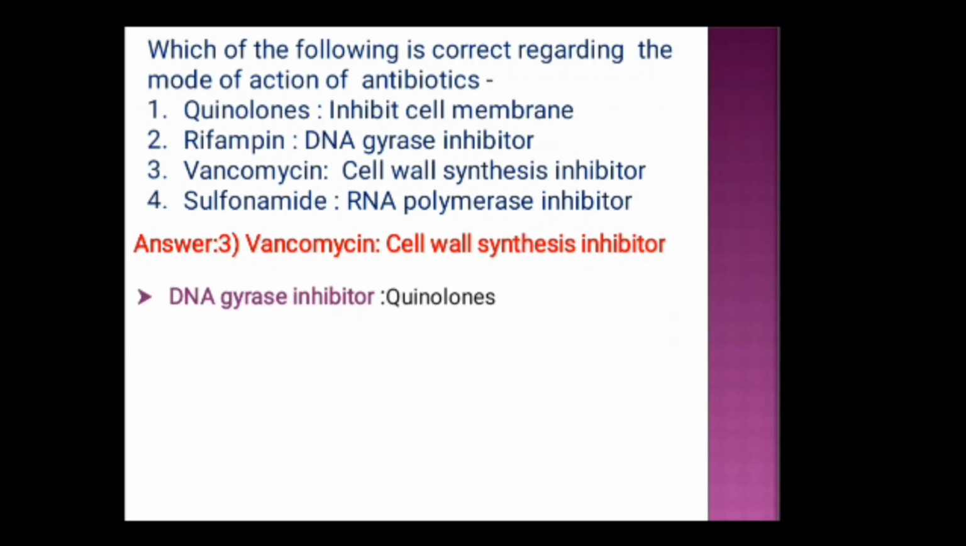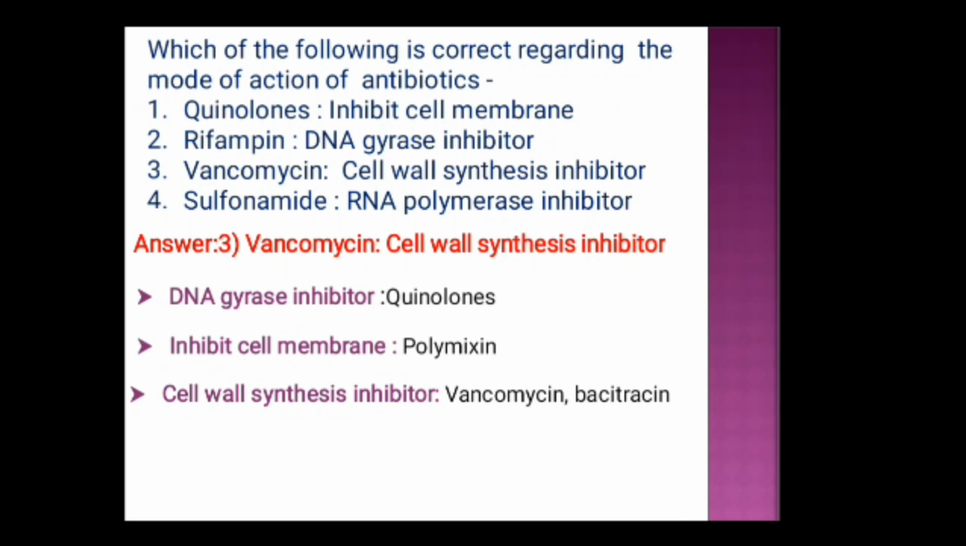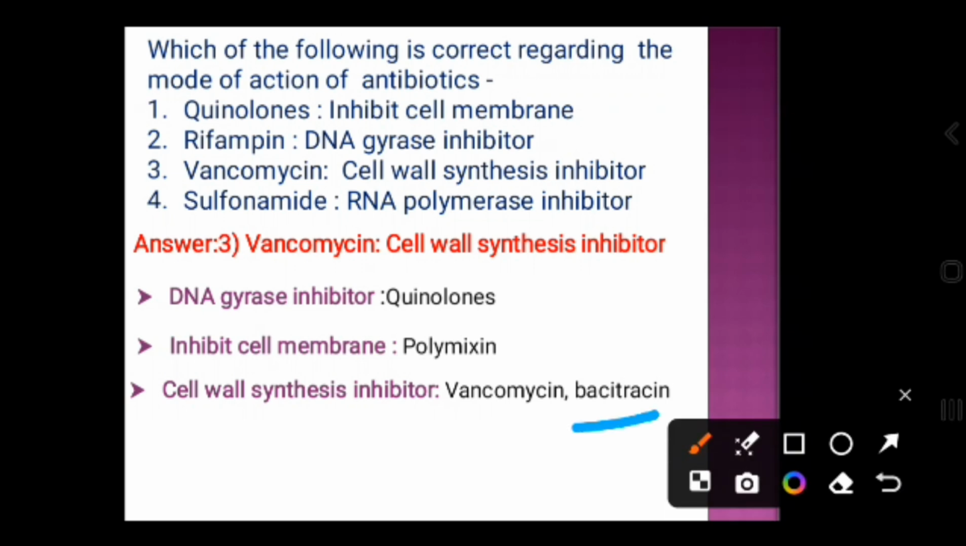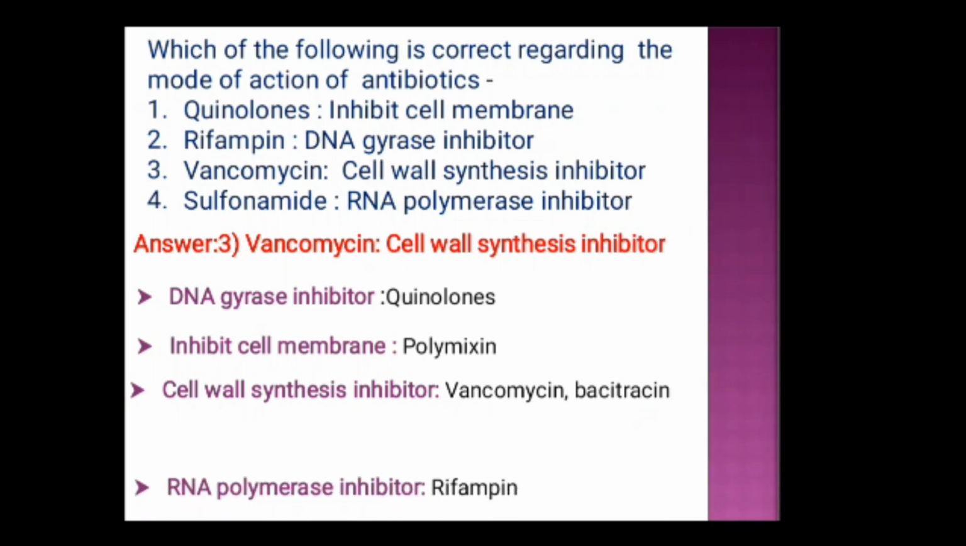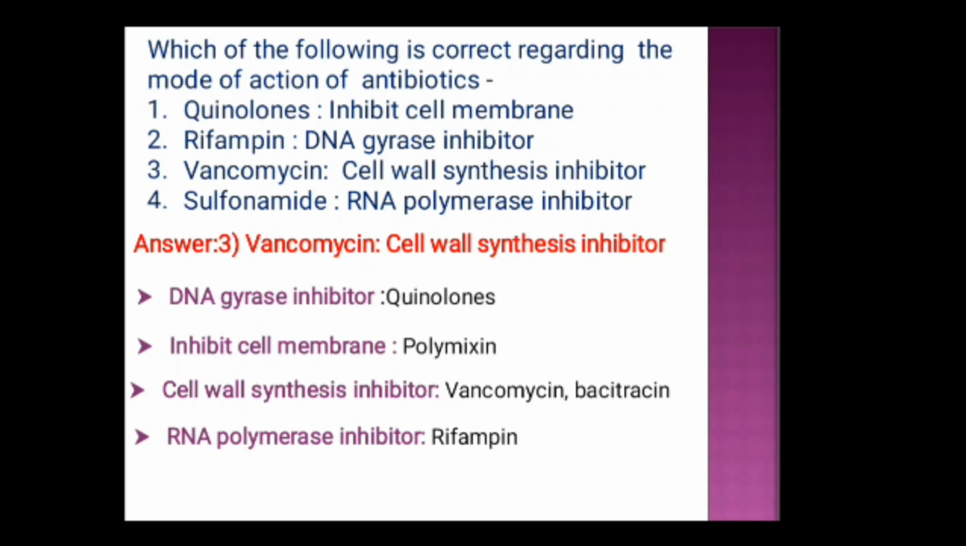Now the DNA gyrase inhibitors are quinolones and fluoroquinolones, whereas the cell membrane inhibitor is polymyxin. The cell wall synthesis inhibitors are vancomycin and bacitracin. So vancomycin is not the only cell wall synthesis inhibitor in prokaryotes, but also bacitracin, which also inhibits the cell wall synthesis. Next is RNA polymerase inhibitor. The RNA polymerase inhibitor is rifampin. And next is folate synthesis inhibitor, and examples include sulfonamide and trimethoprim.